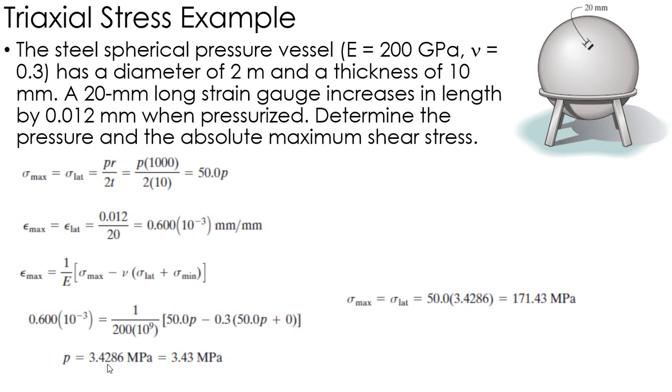So then from that, I can find the maximum stress, which is 171.43. And then from that, I can determine the absolute maximum shear stress. Okay, so again, I've got two stresses of 50P, and then one stress of 0. So my maximum is, well, I'm sorry, not 50P. So I have two stresses of 171 and then one stress of 0. So my maximum is 171. My minimum is 0. So the absolute maximum shear stress is 85.7 megapascals.